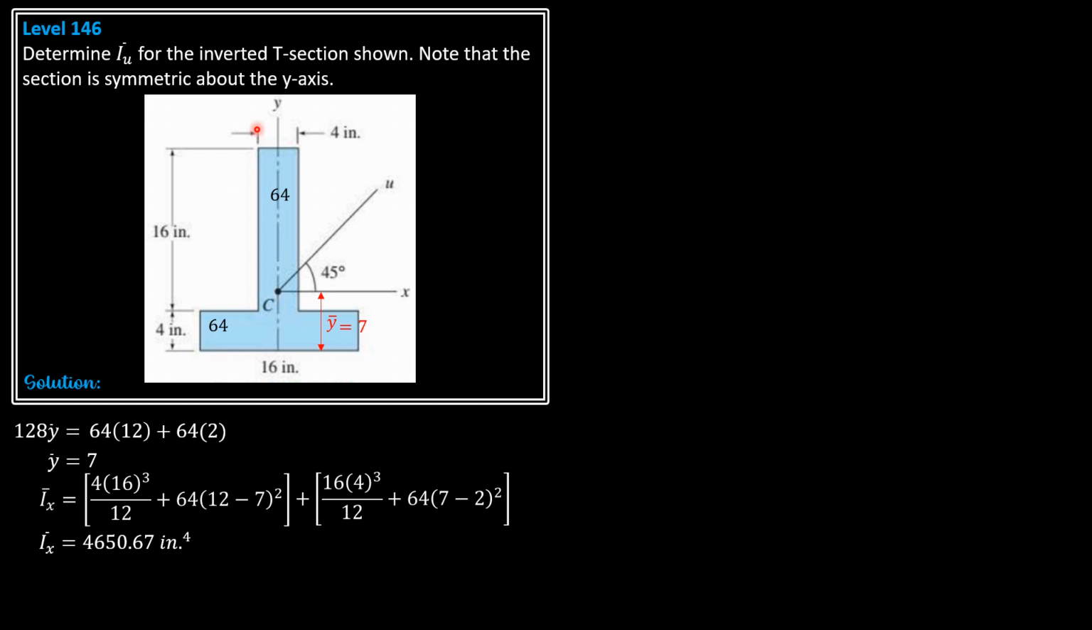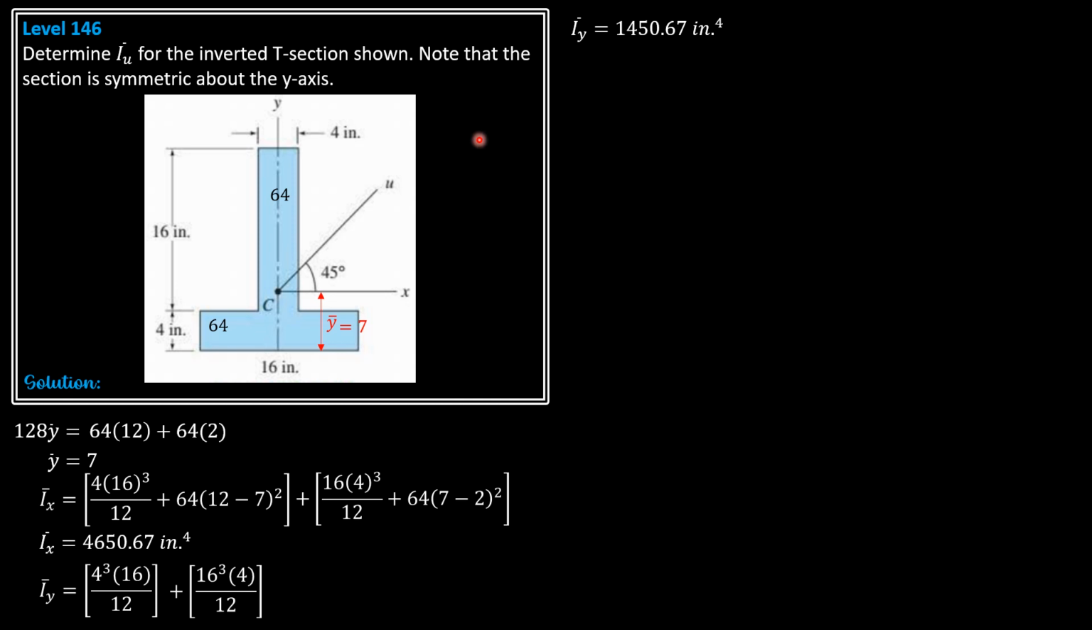For Īy, there's no need to transfer, so it is just 4 cubed times 16 over 12, plus for the other area, 16 cubed times 4 over 12, for the lower rectangle. And Īy is equal to 1450.67 inches to the fourth.